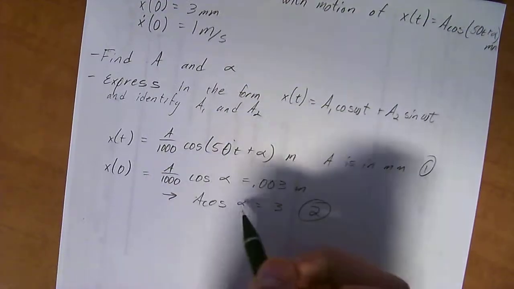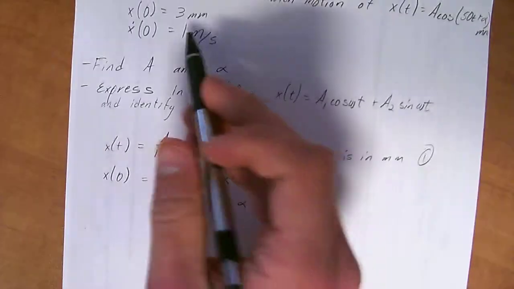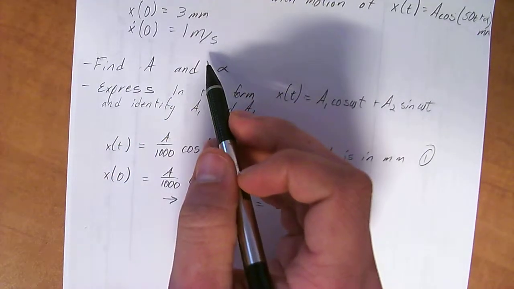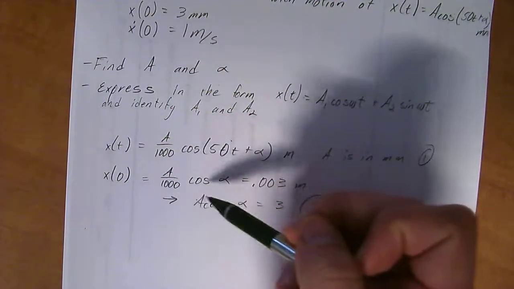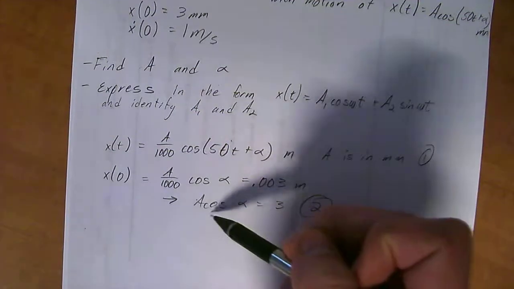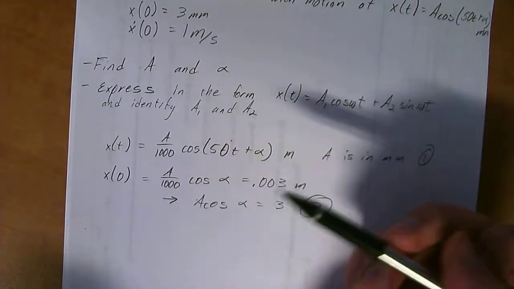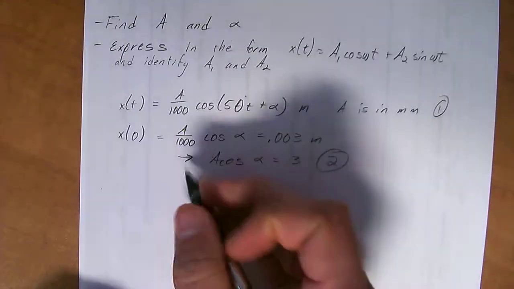Alrighty, now we need to take the derivative and also set it equal to 0 in order to use our other initial condition, and that'll give us two equations so that we can solve a system of equations and figure out what both of these constants are. So that's the basic method. So I'm going to go ahead and work through that.